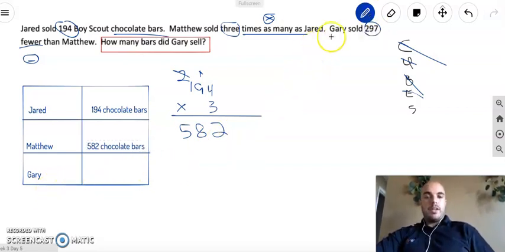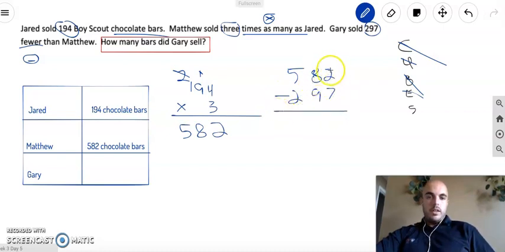So let's see what Gary has going on. So Gary sold 297 fewer than Matthew. So 582, I'm going to subtract 297. Okay. I can't subtract 2 from 7, so I need to borrow 7. That makes this now a 12. 12 minus 7 is 5.